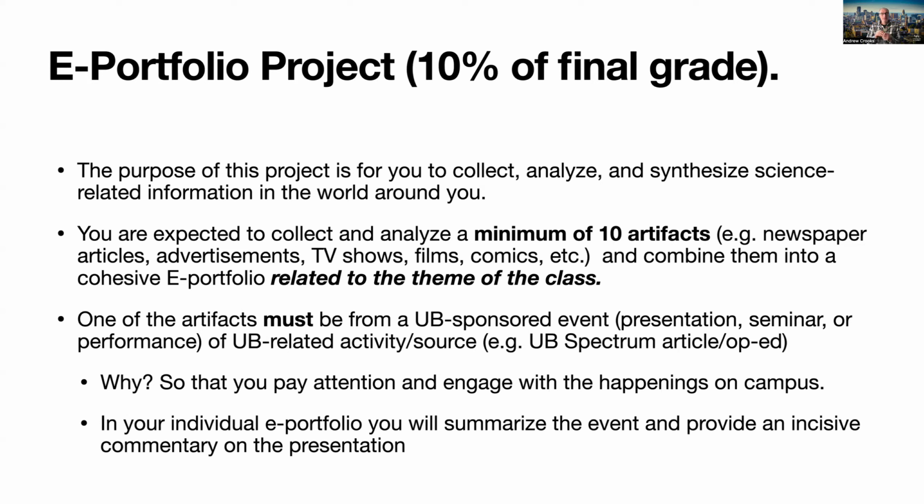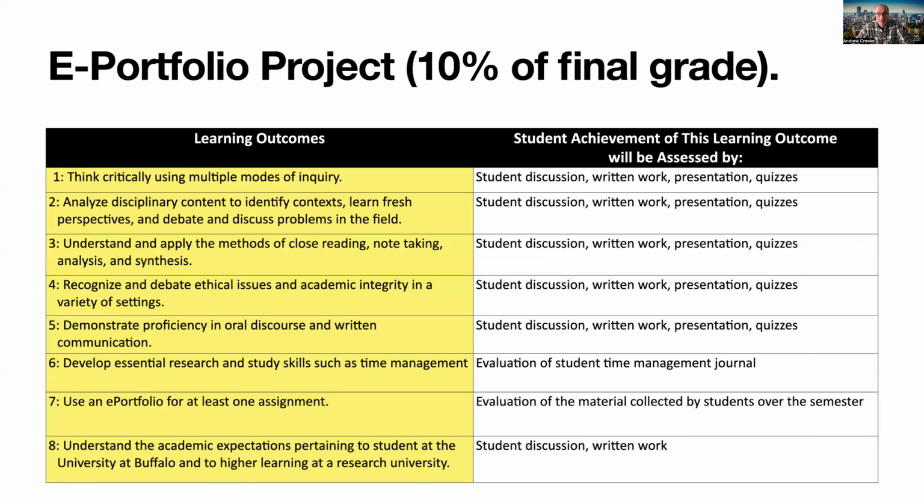One of the artifacts must be from a UB-sponsored event. That can be a presentation, a seminar. And I'll talk about how we can find out about these things later on. You can find this information from UB Spectrum articles, opinions from UB Now, for example. One part of this, from a UB-sponsored event, is that you pay attention to what's happening on campus, so you're more engaged citizens in that sense, right? You also have to provide a summary of how these artifacts fit together as part of this presentation.